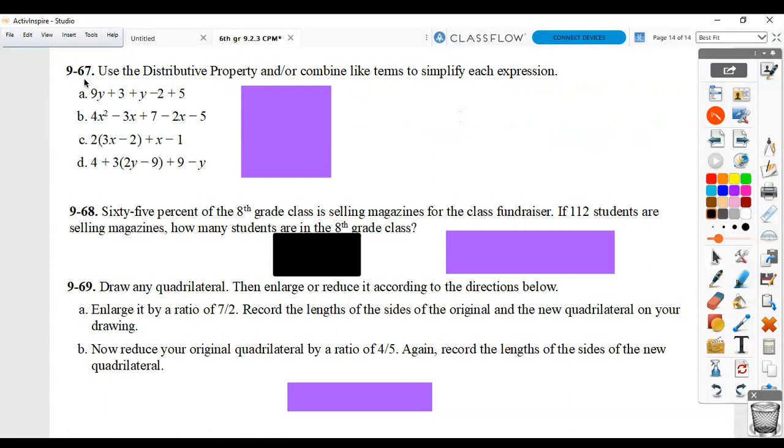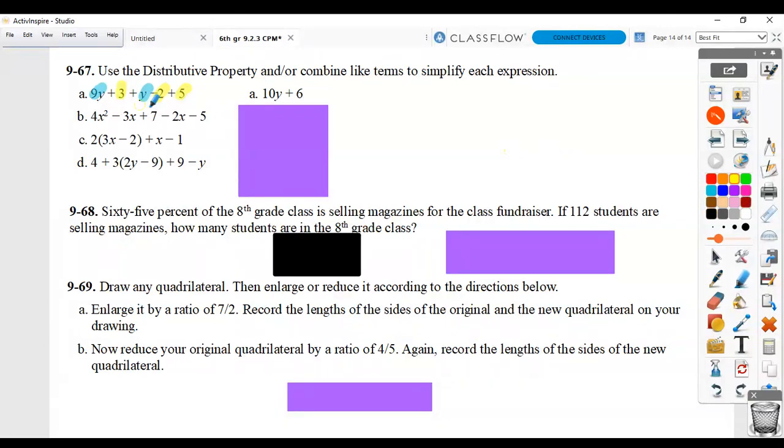For 967, you're going to use your distributive property and/or combine your like terms to simplify. So again, we should see some work, like 9y plus y would be 10y, and 3 minus 2 is 1, plus 5 is 6. So you get 10y plus 6.